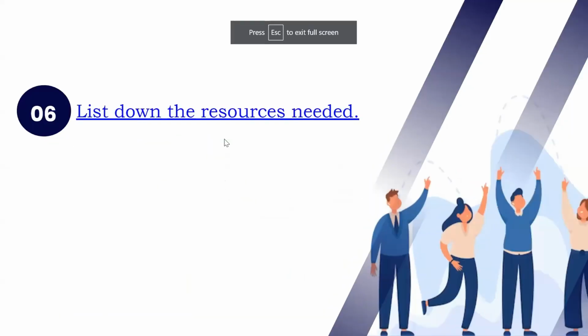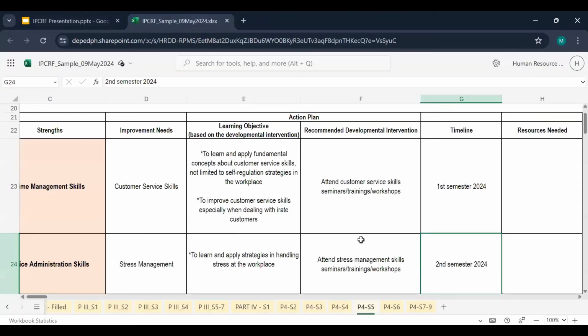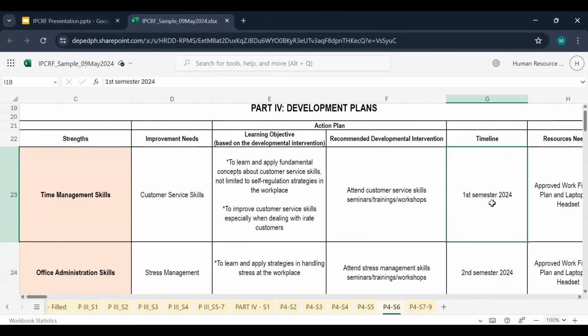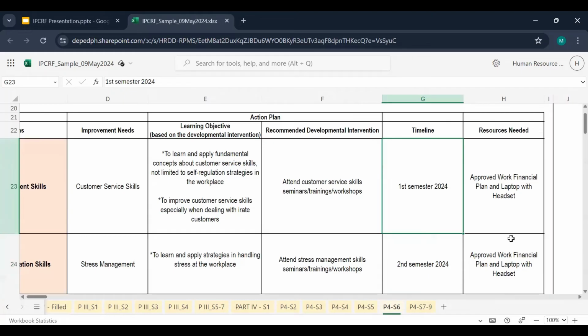So next step is to list down the resources needed. For example, for the proposed developmental intervention, the identified resources needed are the approved WFP, or the work financial plan, and laptop with headset. So it can be an online or face-to-face activity or workshop.